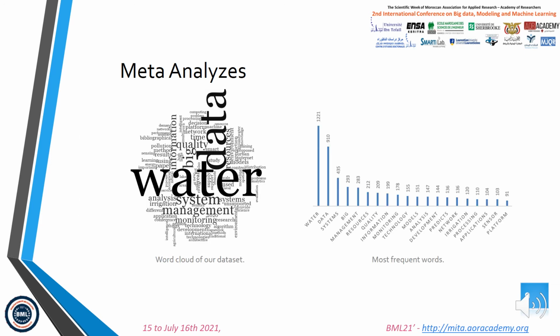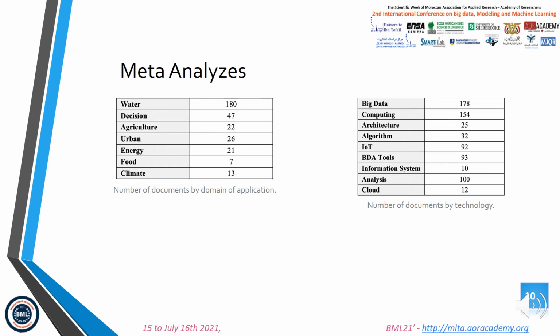Let's go to the word analysis of our study. This is the word cloud of our dataset, and we notice that water and data are the two most cited words in our dataset, which is also illustrated in the graph on the right. On the left, we have a table presenting the number of documents by domain of application. We have 180 articles about water, and we have a table presenting the number of documents by technology, where 178 articles talk about big data. This is normal because water and big data are the two most frequent words in our dataset.